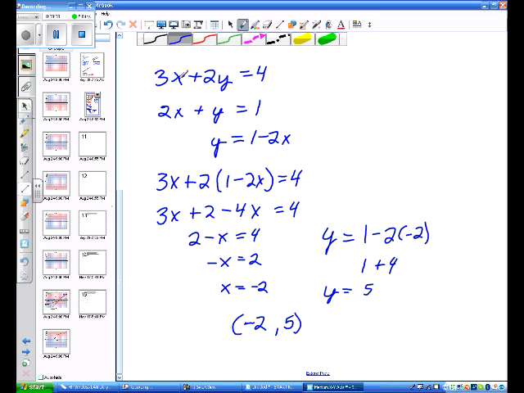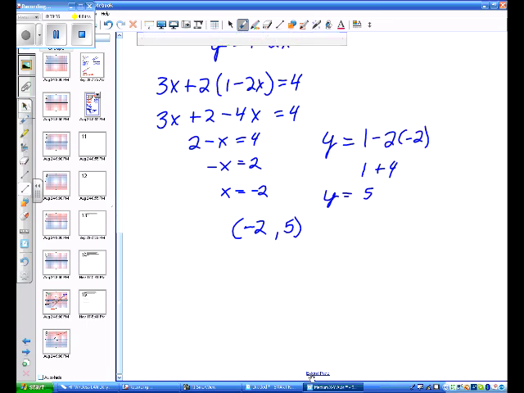If we check, 3 times negative 2 is negative 6, plus 10 would be 4. 2 times negative 2 is negative 4, plus 5 would be 1. So that would make both of those true. Since we had exactly one answer that would make them true, then this would be a system that's consistent and independent. All right, let's look at another one that we'll do by substitution.